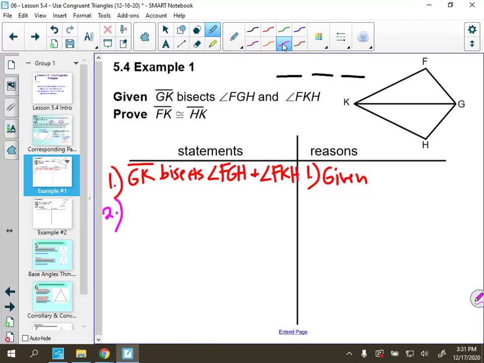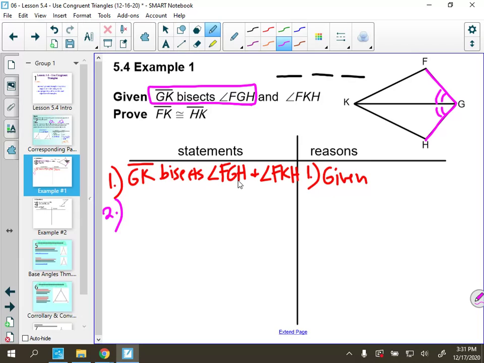Something's getting bisected. We've seen in other examples that we can bisect segments, we can bisect angles. What's getting bisected? Remember, cut in half. So angle FGH. Where is FGH? If I highlight it here, angle FGH is this big angle on the entire figure. If I cut that big angle in half, we're going to end up with two smaller angles right there and there. That's what that first statement means to me: when I say GK is bisecting FGH, I've illustrated here in pink on the picture what has to be true.